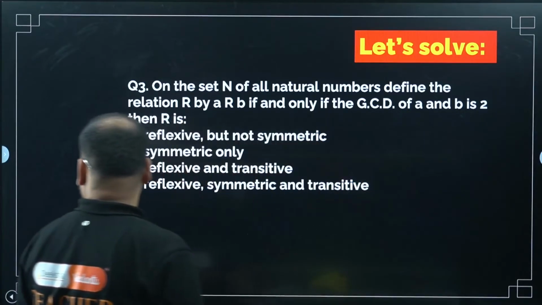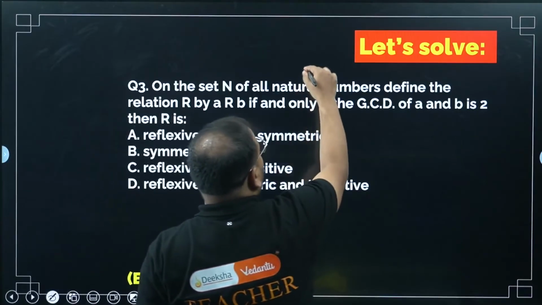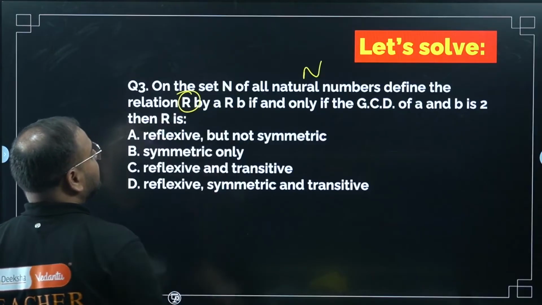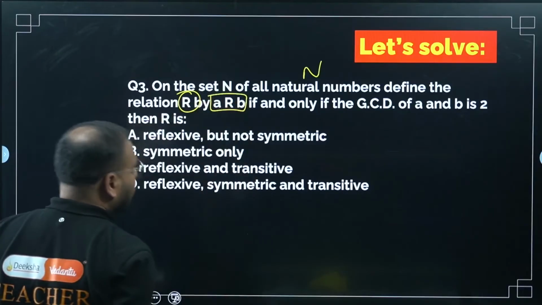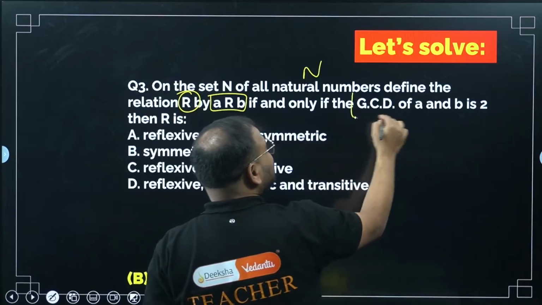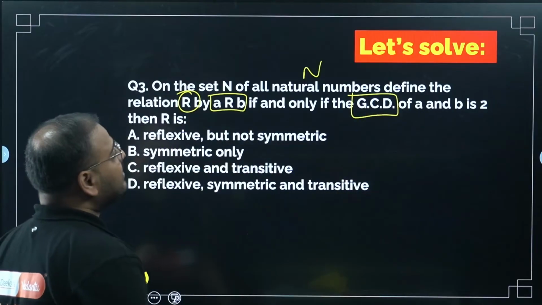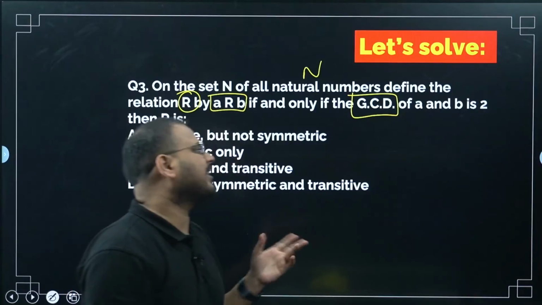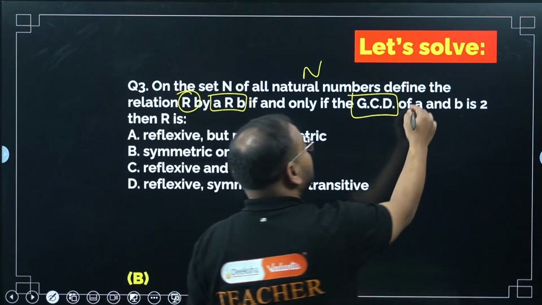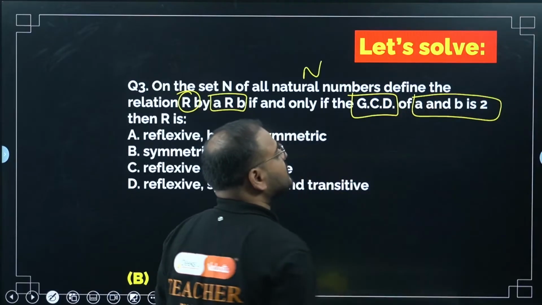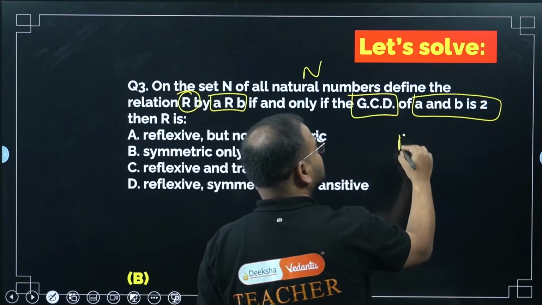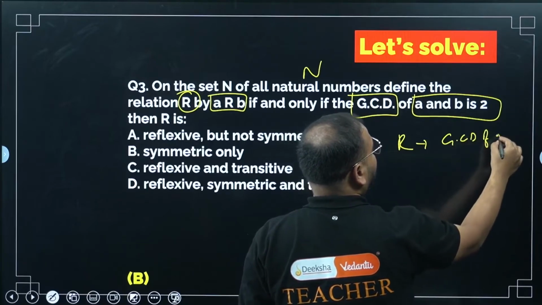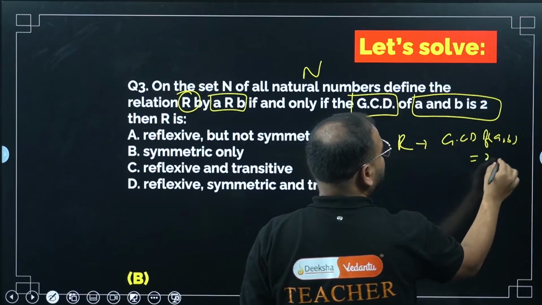Information we have received, sir, that this is a natural number. For the relation R given by A R B, it has to be GCD, greatest common divisor, or factor also you can say. The greatest common divisor of A and B is 2. So what is the relation? The relation is GCD of A comma B has to be equal to 2.